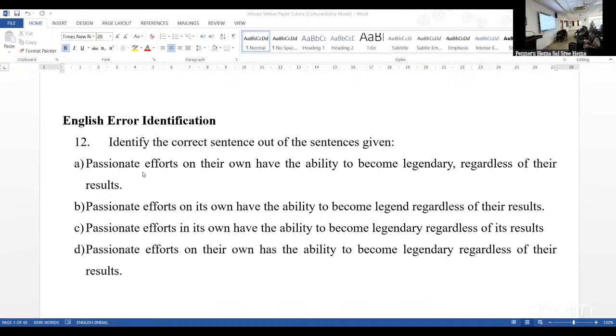Now what is the second observation you found, a difference? Has or have. Now what is the verb we should use? Who said has? Please tell me, why do you think we should use has? If it is a plural noun, is has a singular verb or plural verb? Has is singular. Have is plural, so we should use a plural verb, that is have. Passionate efforts on their own have the ability. Got it?